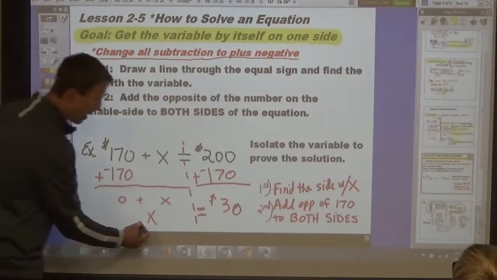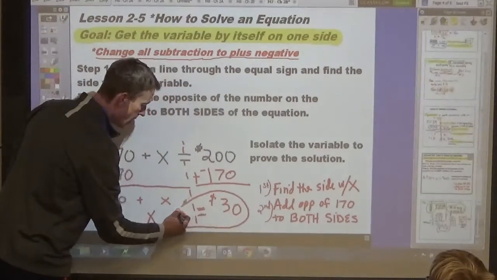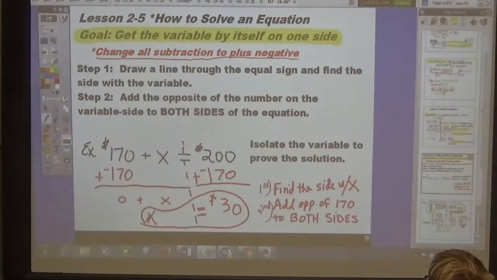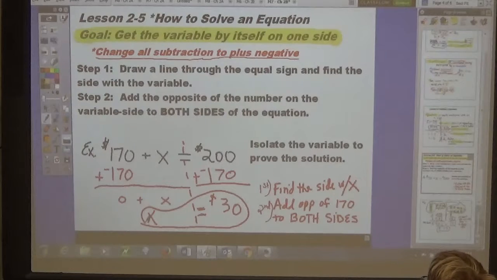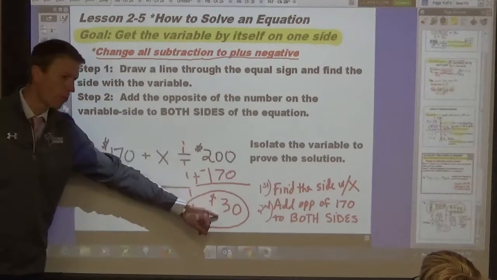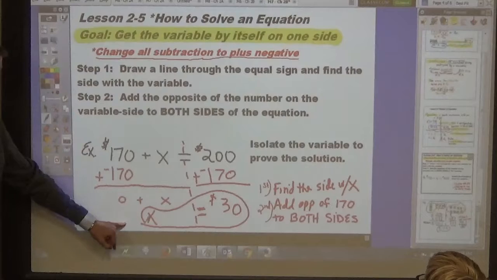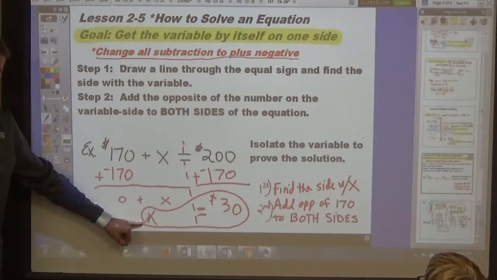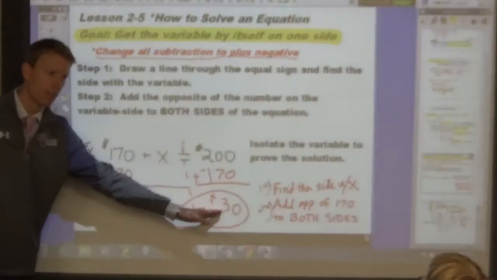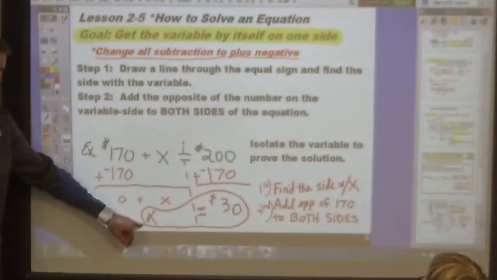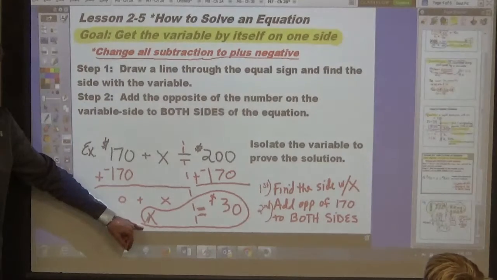So this proves that x is equal to $30. Okay? Andrew: So like all you really have to do is do 200 plus negative 170 to get the answer. That gives you the answer on the right side, but it doesn't give you the answer on the left side. That doesn't get x by itself. If you just added negative $170 to the right side, you still have to prove what x is by isolating the variable.